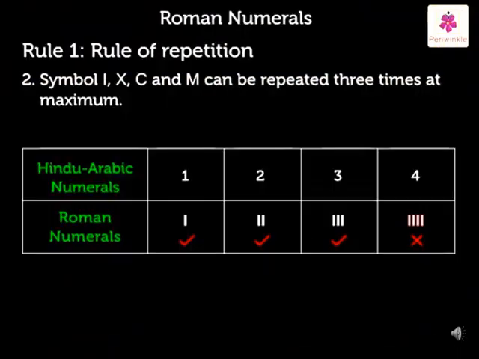In the rule of repetition, symbols I, X, C and M can be repeated 3 times at maximum. For example, 1 as I, 2 as II, 3 as III in the Roman system, but we cannot write 4 as IIII. It is wrong.